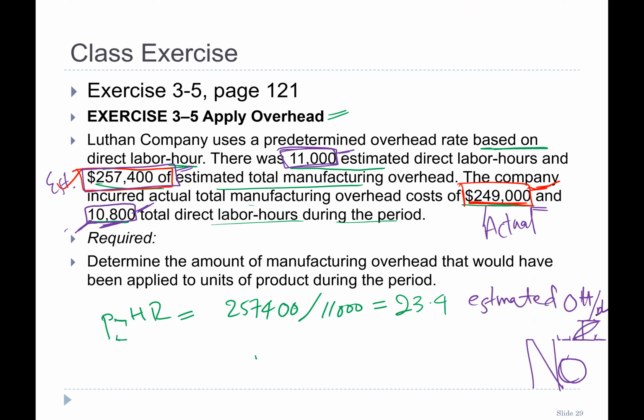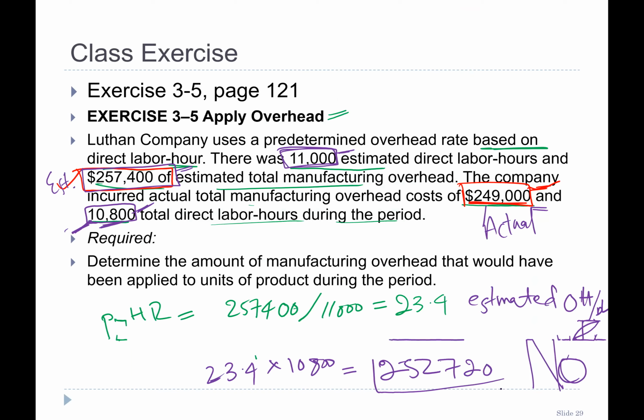So what if we assumed exactly 10,800 direct labor hours? What will be the estimated one? 23.4 multiplied by 10,800. Answer is 252,720. Now can you compare this estimated with the actual one?